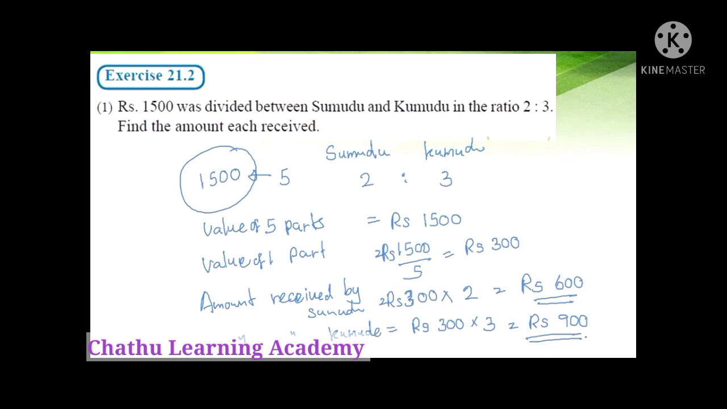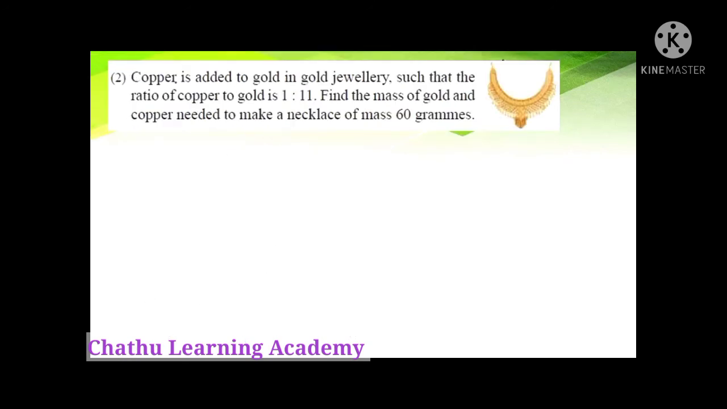පැහැදිලි නේද පුතේ? බලන්න second question එක. Copper is added to gold in gold jewelry such that the ratio of copper to gold is 1:11. Find the mass of gold and copper needed to make a necklace of කොච්චරකද 60 grams. මේ necklace එකේ බර තියෙනවා gram 60.